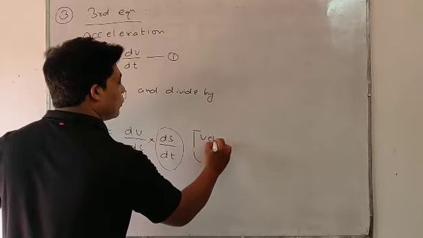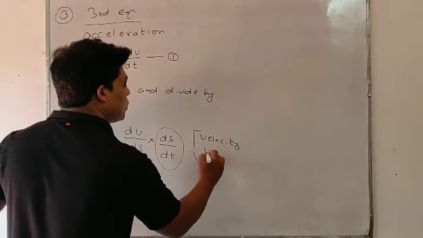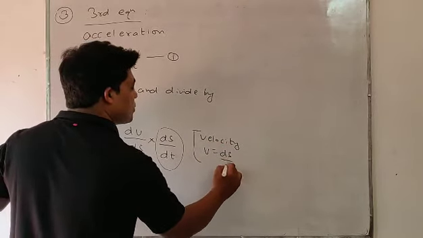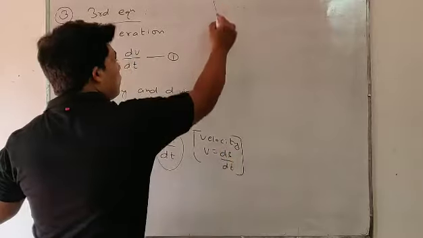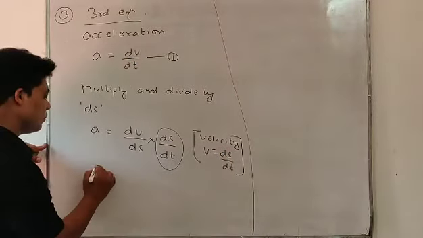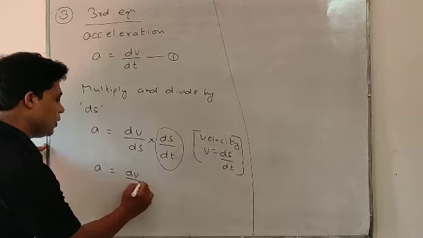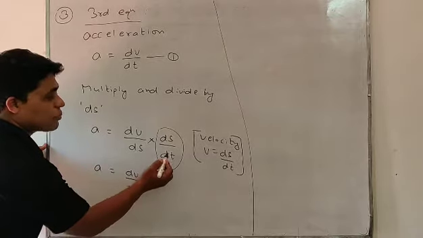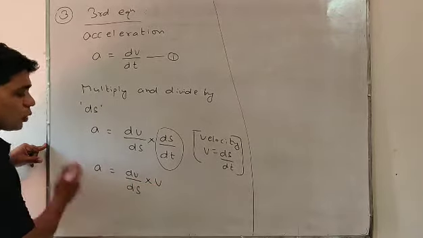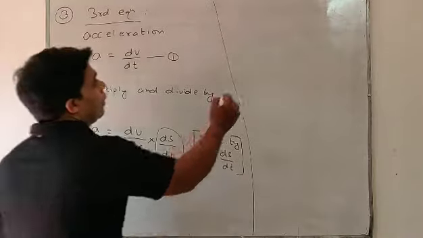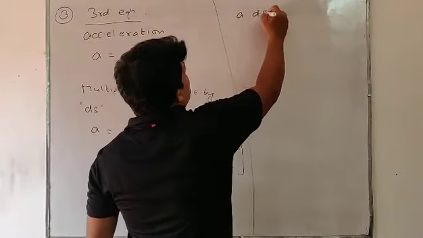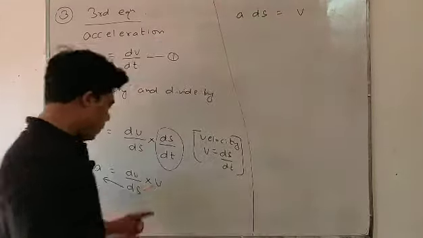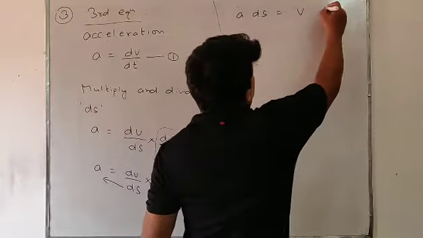Look at this: what is velocity? Displacement by time. So this becomes dv by ds as it is, and ds by dt becomes velocity. Now cross multiply: a multiplied with ds, and v remains with dv.